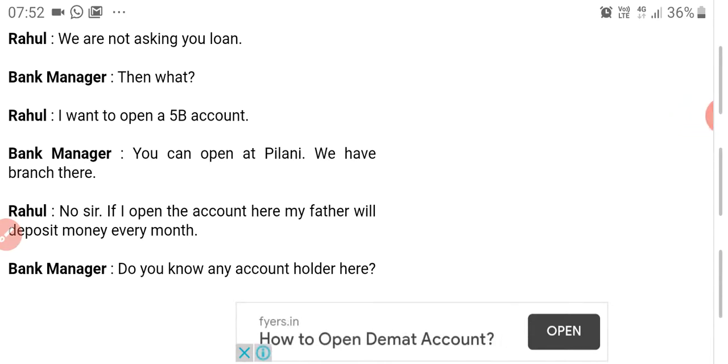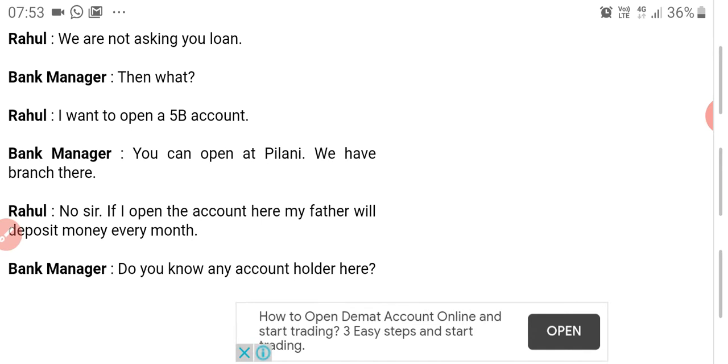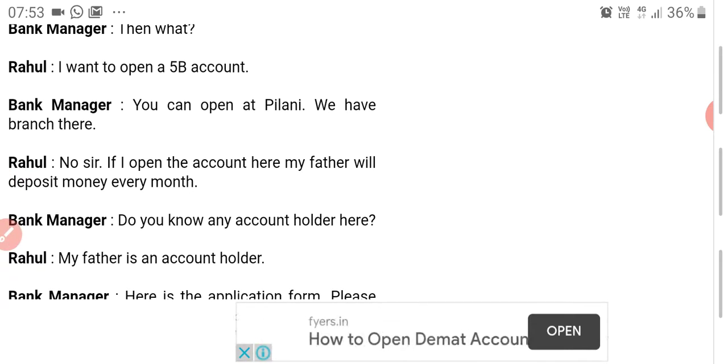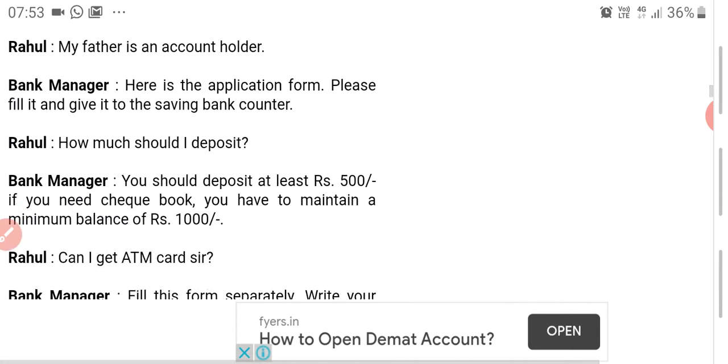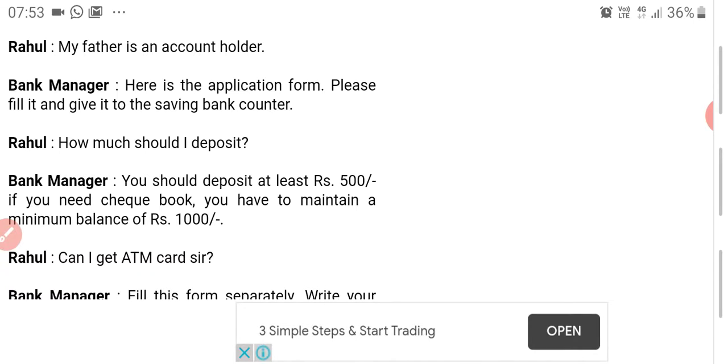You can open it in Pilani. We have a branch there. No, sir. If I open the account here, my father will deposit money every month. So it is better to outright state what your purpose of opening an account is, right? Do you know any account holder here? My father is an account holder. Here is the application form. Please fill it and give it to the saving bank counter. How much should I deposit?